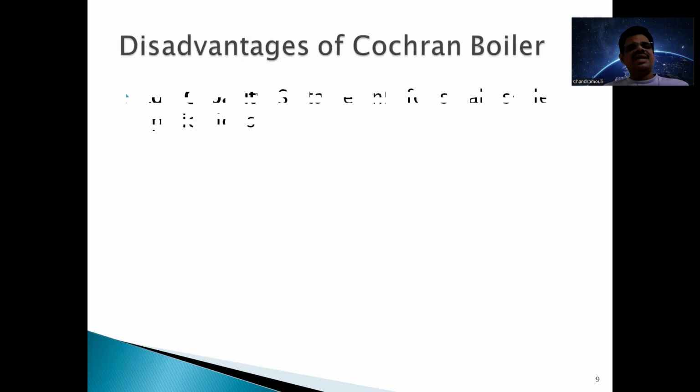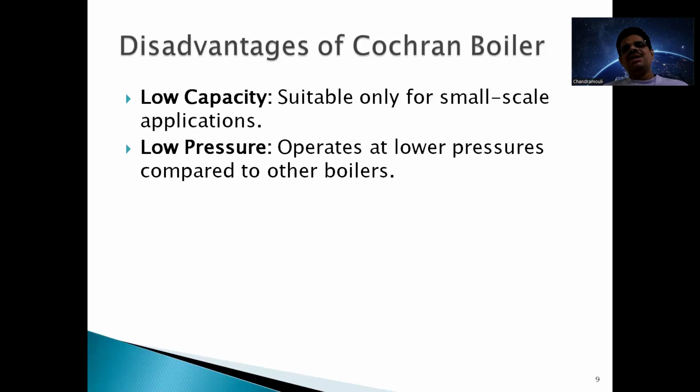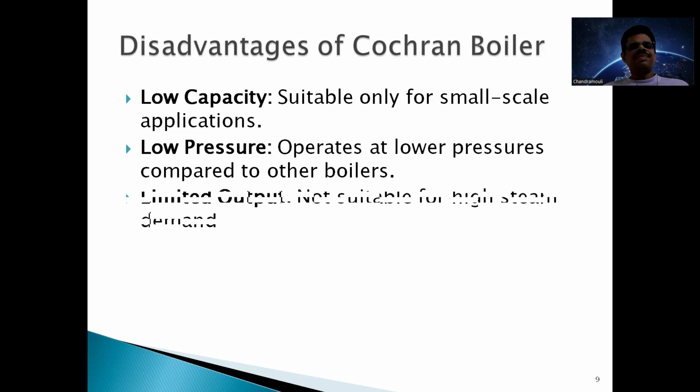Coming on to the disadvantages, this is not suitable for heavy duty. So that means it cannot produce steam in high quantities or large quantities. So the quantity of steam produced is very less. So that's why this can be used for small scale applications. And the pressure is also limited. So if you want to produce, say, for example, 250 bar, it is not possible. Okay. And the output is limited. That means the quantity of steam produced is limited.